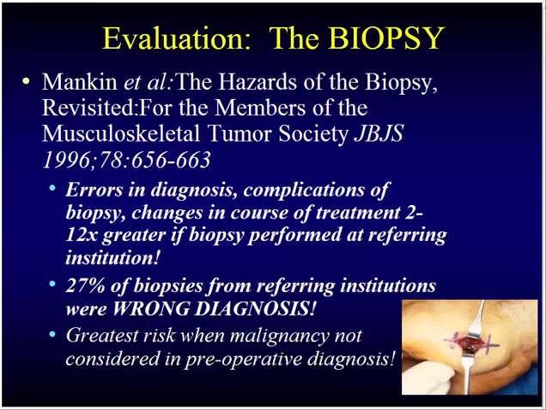All right. So Henry Mankin wrote this paper, it's, goodness sakes, 9 years ago now, although it's the most recent of the series, that talks about the difficulty of biopsies being done elsewhere. But notice that errors in diagnosis, complications of biopsy, and changes in course of treatment were 2 to 12 times greater if the biopsy was performed at the referring institution, and more than a quarter of those biopsies were the wrong diagnosis. And finally, the greatest risk is to the patients when malignancy is not considered in the preoperative diagnosis.